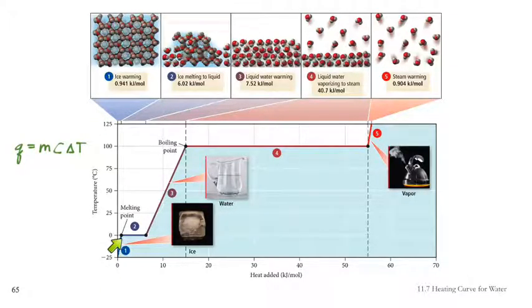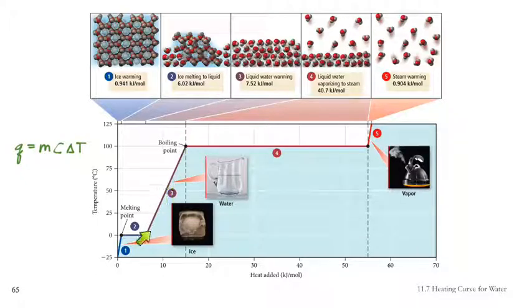Once you get to the melting point, the ice begins to melt. So as the ice melts, we calculate that amount of heat using the heat of fusion, just like we did with the heat of vaporization. So the heat of fusion for water is 6.02 kilojoules per mole. For 1 mole of water, we're going to get 6.02 kilojoules.